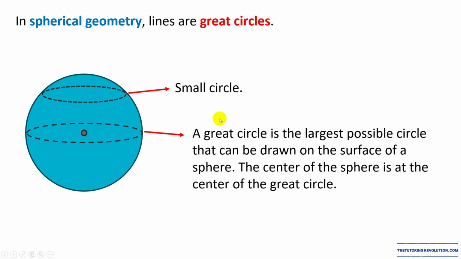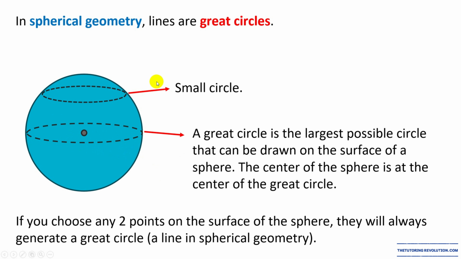Okay? So basically the great circle is like if you are cutting slices of an orange, the biggest possible slice that you can get, right? It will be this one, the one you get when you cut it in the very middle, right? So the great circle is the largest possible circle that can be drawn on the surface of a sphere, right? The center of the sphere would be at the center of that great circle, okay?